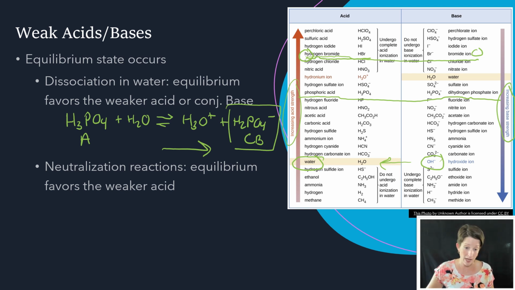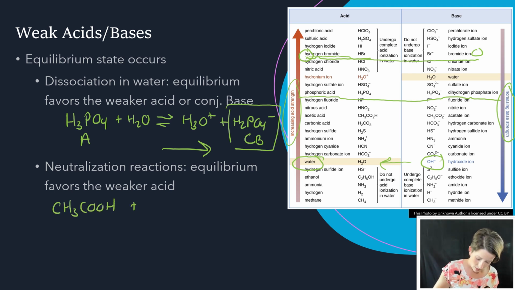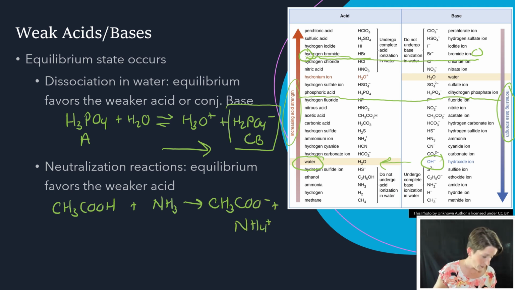What about neutralization reactions? If you have a weak acid and weak base, you could have a neutralization reaction where it can undergo equilibrium. We are going to have a weak acid of acetic acid, and it's going to react with our weak base, NH3. It's going to form CH3COO minus and NH4 plus. What we want to look for is what makes the weaker acid. All right, so we know that CH3COOH is an acid, and if we go to the other side, NH4 plus is going to be our conjugate acid.